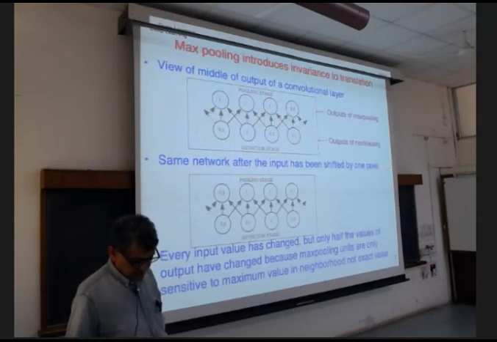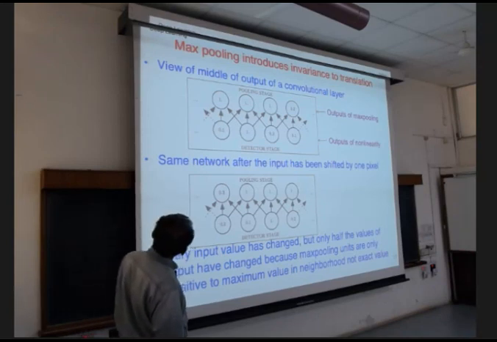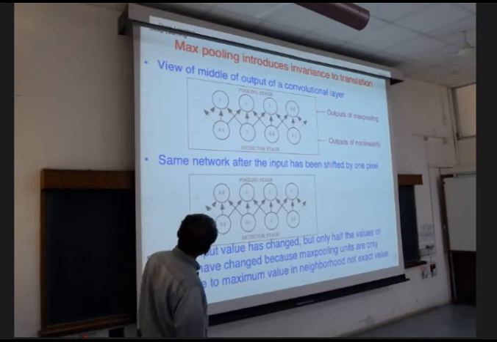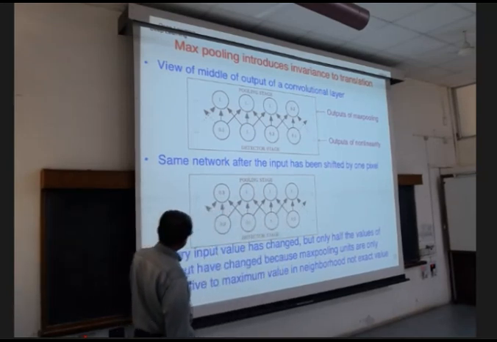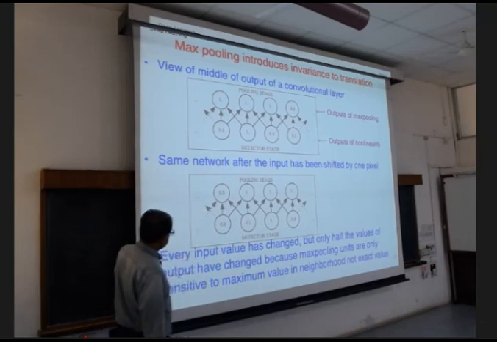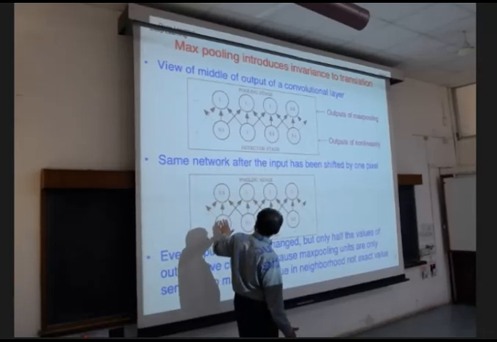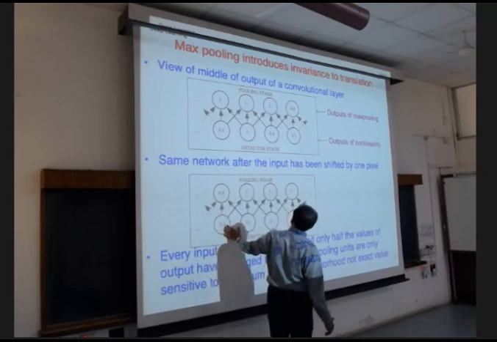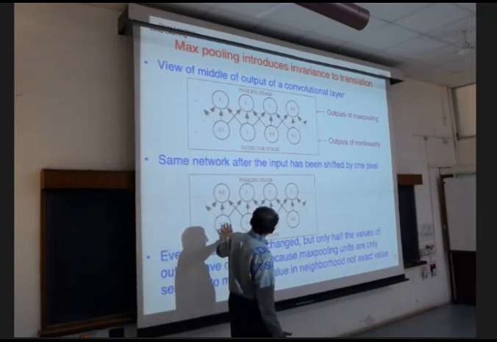And why does that happen? Well, I think this diagram tries to show why pooling introduces invariance to translation. This is a view of the middle of the output of a convolutional layer. We have outputs of nonlinearity, and outputs of max pooling here. This one has a detector stage, and you have the pooling stage here. Let's say we change the input values, and all we did here was move that set of elements to the right: 0.3, 0.1, 1.0. So we have just moved it by one pixel.